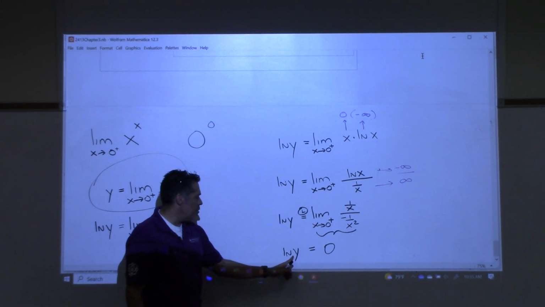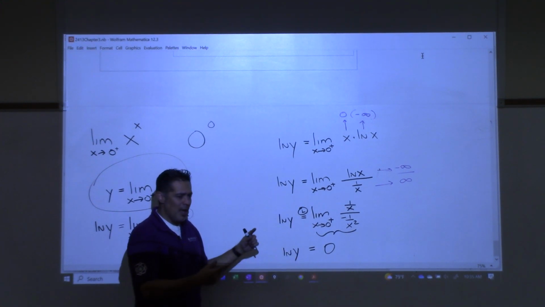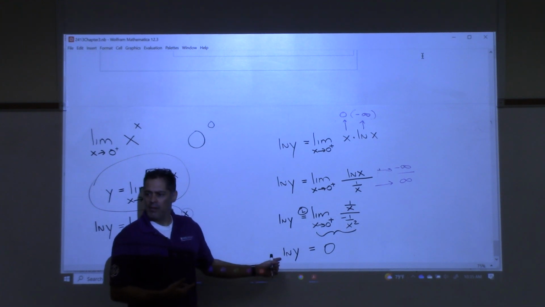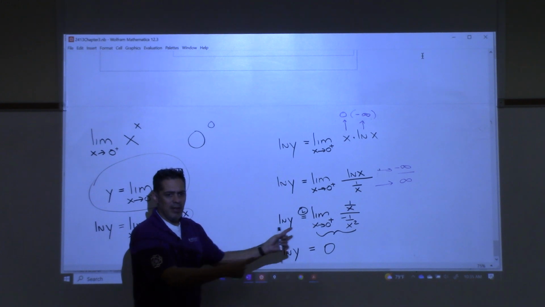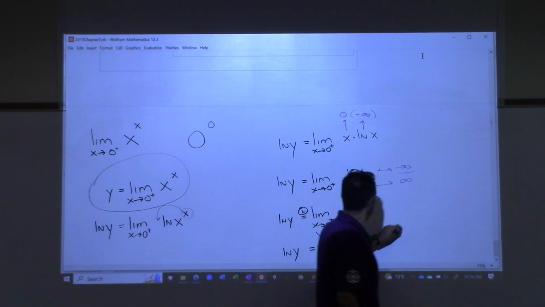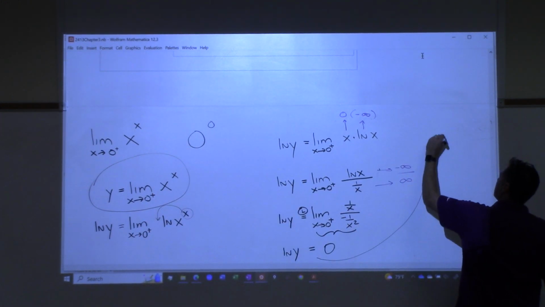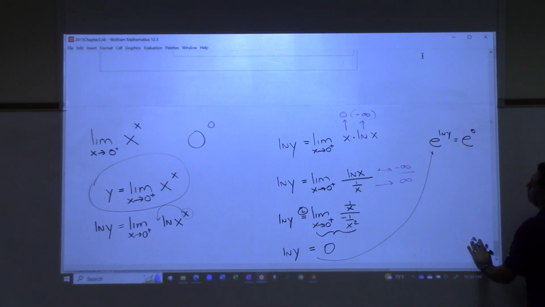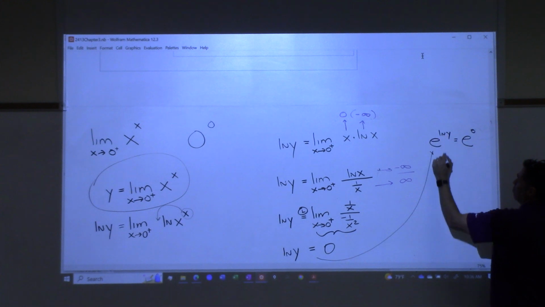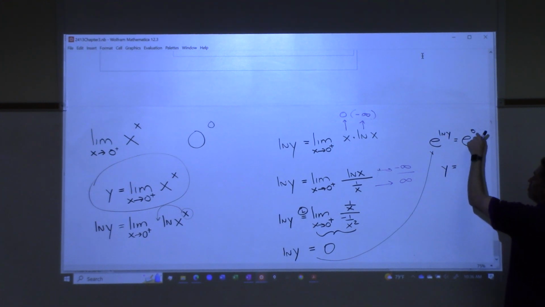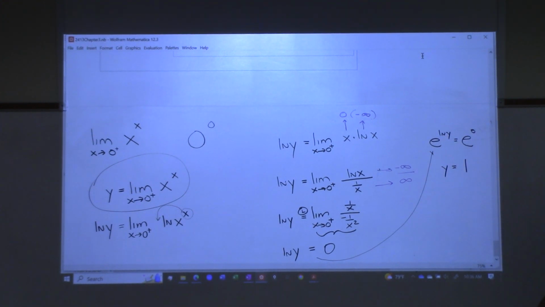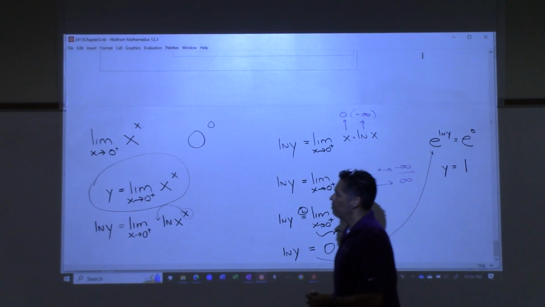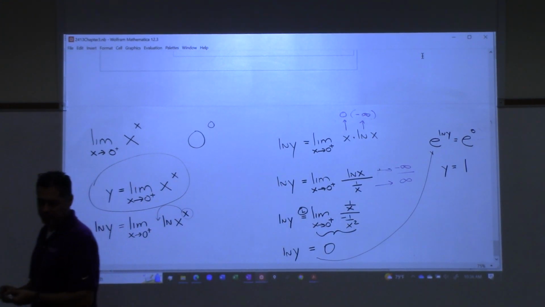So how do I recover the y back from this? I have to kill off the natural log. How do you kill off natural log? The exponential function. So I'm going to do e on both sides right now. I do e raised to the natural log y equals e raised to the 0. And if I do that, e to the natural log gives me y, and then e to the 0 is 1. Anything to the 0 is 1. So what is the answer here? 1.